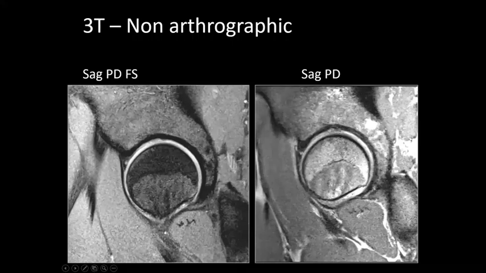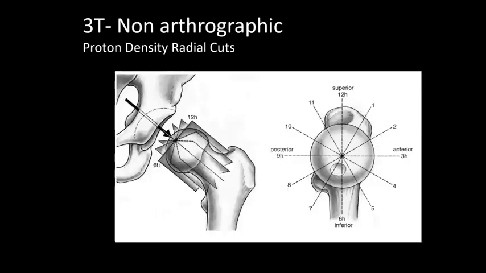Also on the SAT PDFS, we can see there are labral changes, the signal change here. We can see chondrolabral detachment. This is the labrum, and this is the cartilage of the acetabulum, and we see separation between the labrum and the cartilage. So this is diagnostic for chondrolabral tear, and this is all performed without having to inject the hip joint with dilute gadolinium.